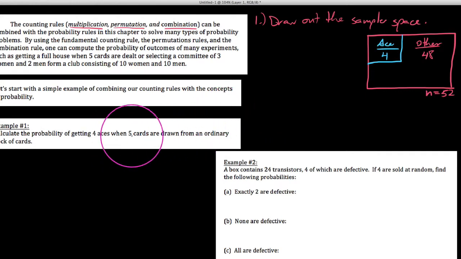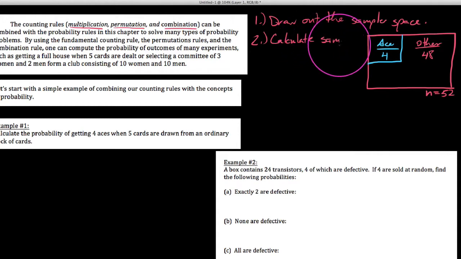It says when 5 cards are drawn from an ordinary deck. Is this an instance where order matters or order doesn't matter, first of all? When we calculate the total number of ways to do this, should I use a combination or a permutation? When you consider a deck of cards, when you hold your cards in your hand, it doesn't really matter what order you get them in. So now that we've got the sample space drawn, let's calculate the size of the sample space.